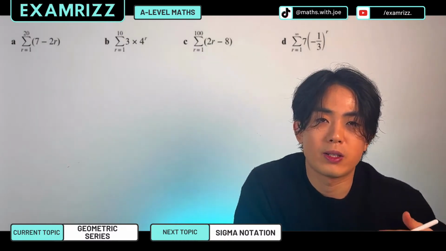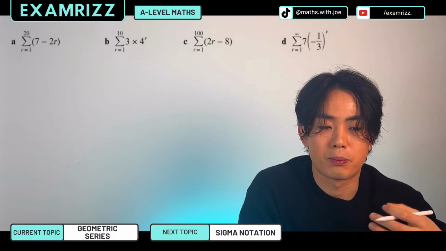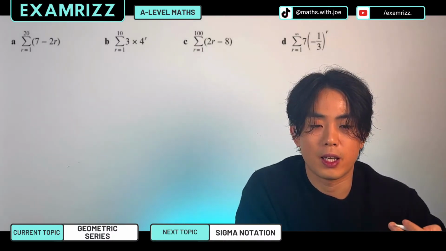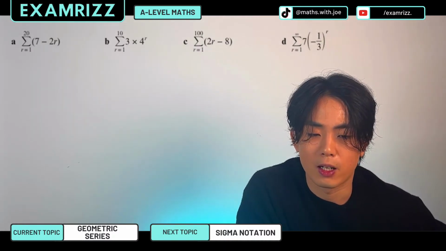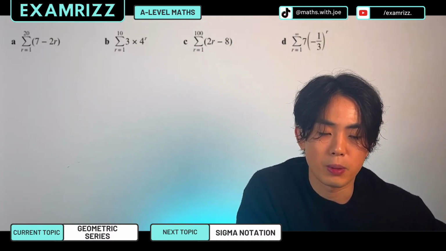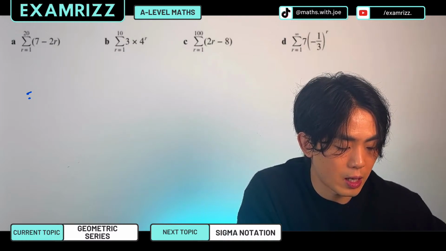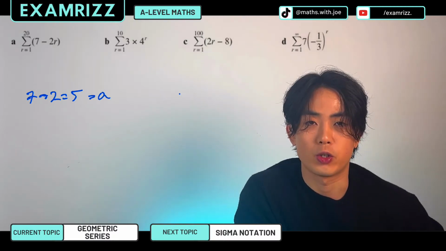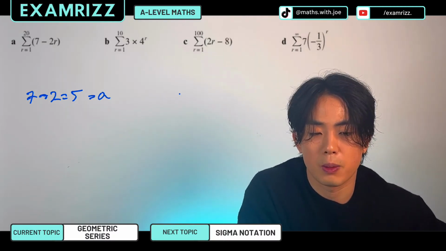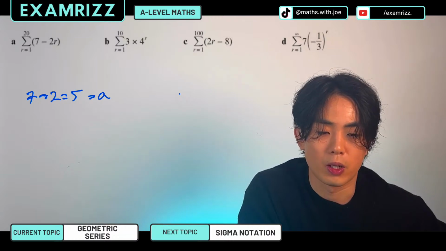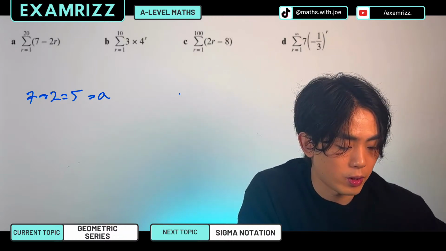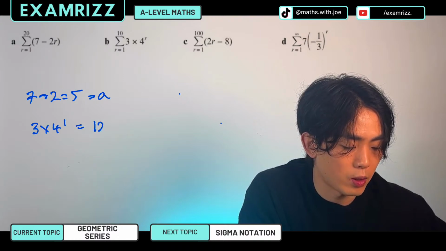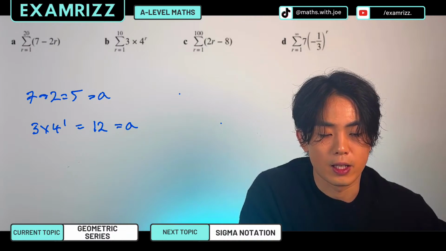Now we know which one's which, we also have to identify the a values and the appropriate d or r values, okay? So the way we go about finding the a value is just simply plug it in. So what you want to do is plug in r is 1 to this series. And if you plug in r is 1, we get 7 minus 2, which is going to be 5. This is going to be your a value, your initial term. Same thing for all of these, just simply plug in r is 1. So if you plug in r is 1 to here, it's going to be 3 times 4 to the power of 1, which is just going to be 12. And once again, this is equal to a.